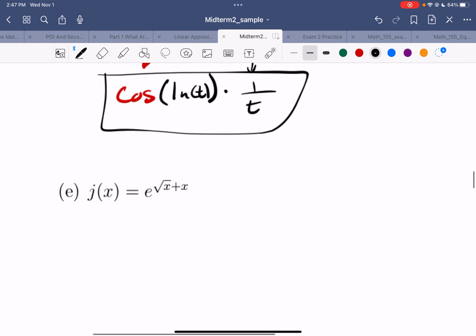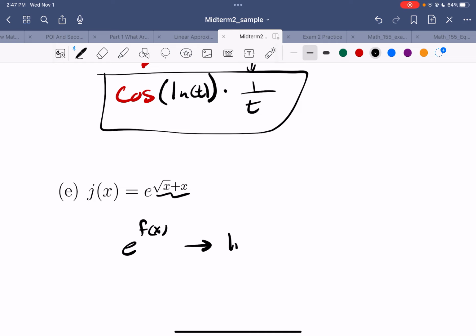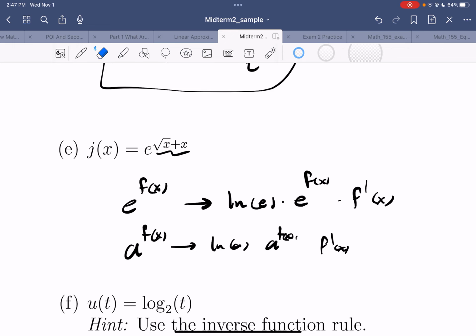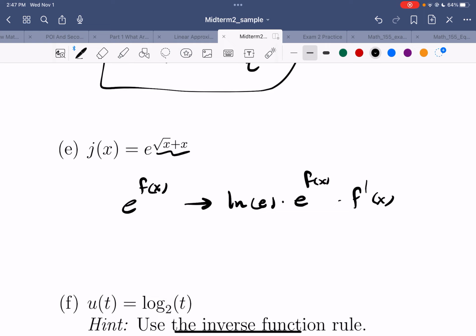If you just memorize that stuff, e to the function of whatever has derivative natural log of e times e to the whatever times f prime, the derivative of the whatever. This is me using what I just wrote, where I had a to the f of x and ln of a times a to the f of x times f prime of x. If you rewind the video, you'll see it. This is the formula I'm going to use.